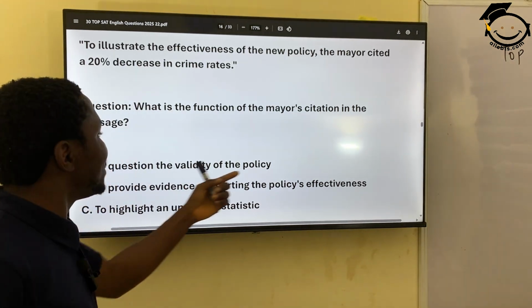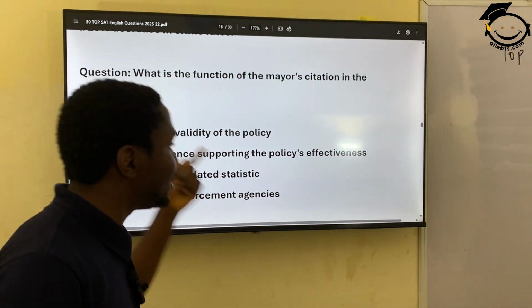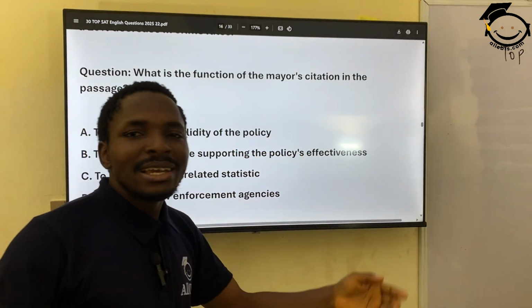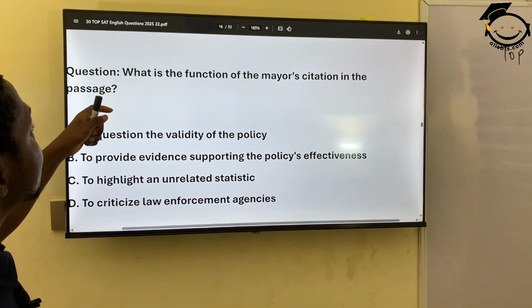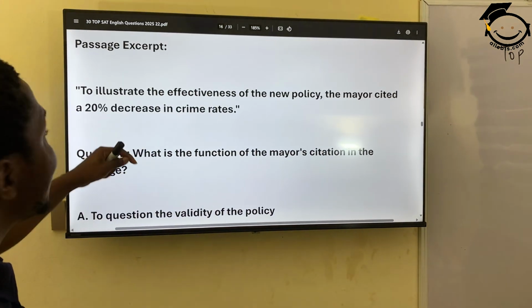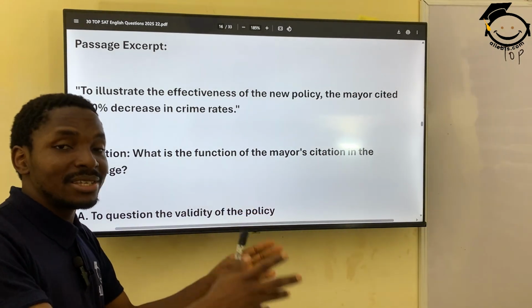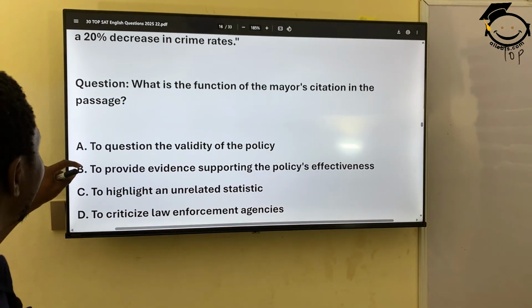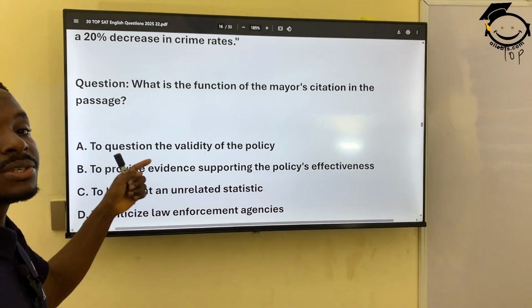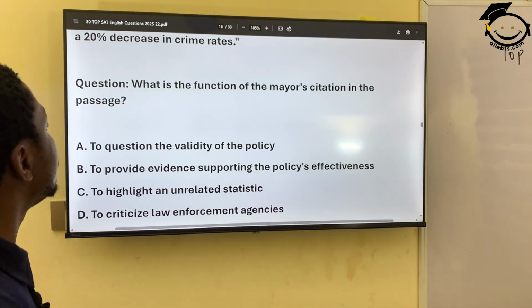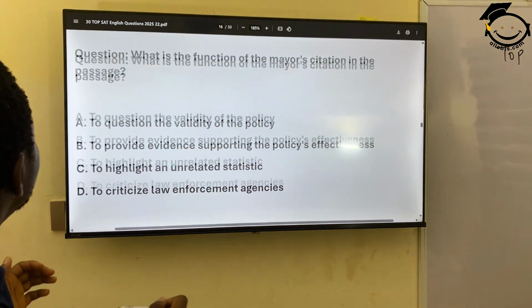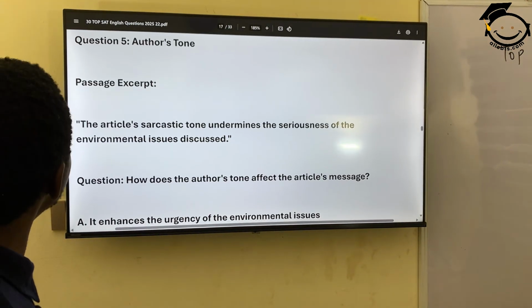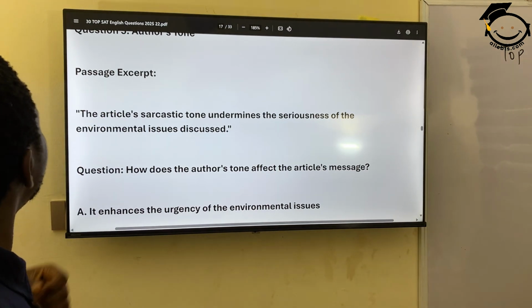Okay, to question the validity of the policy, to provide evidence. Good. To provide evidence supporting the policy's effectiveness. So the mayor cited the decrease in crime rate as evidence. Oh yeah, my policy is working, right? So the answer there will be B. Every other one is unrelated to the passage or the function of the passage. Now, question 15. Sorry for the typo right there.